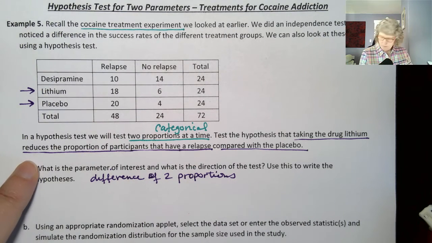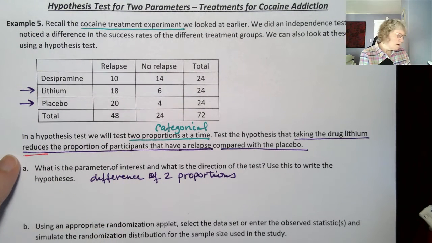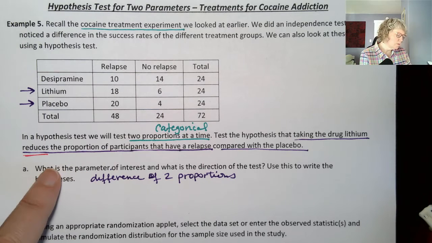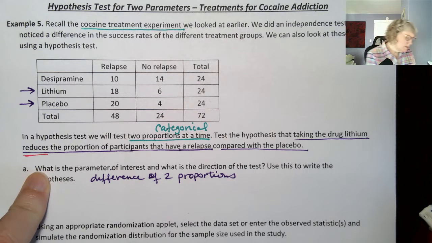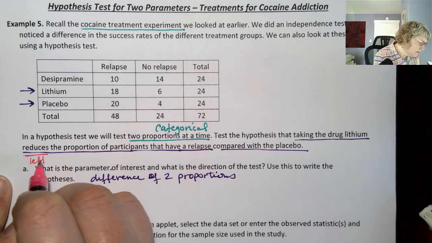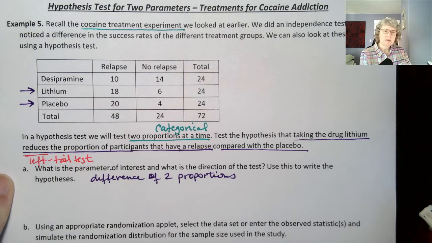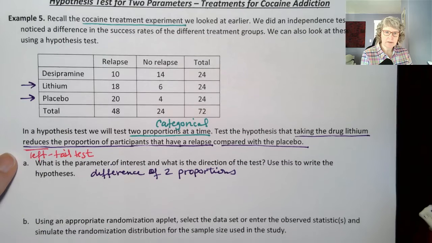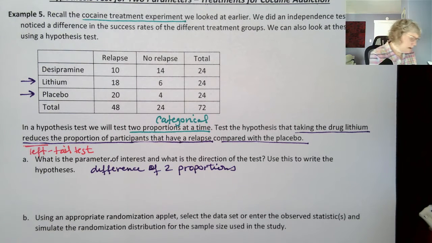Also, I want to write the direction, which I don't think I did last time. Reduces the proportion. So here we're comparing relapse, which is the thing we don't want, right? So smaller is better. And so this is going to be a left tail test because of the reduces. I'll write it under here. Reduces is going to the left. Smaller is better. Okay, so let's write out our hypotheses.